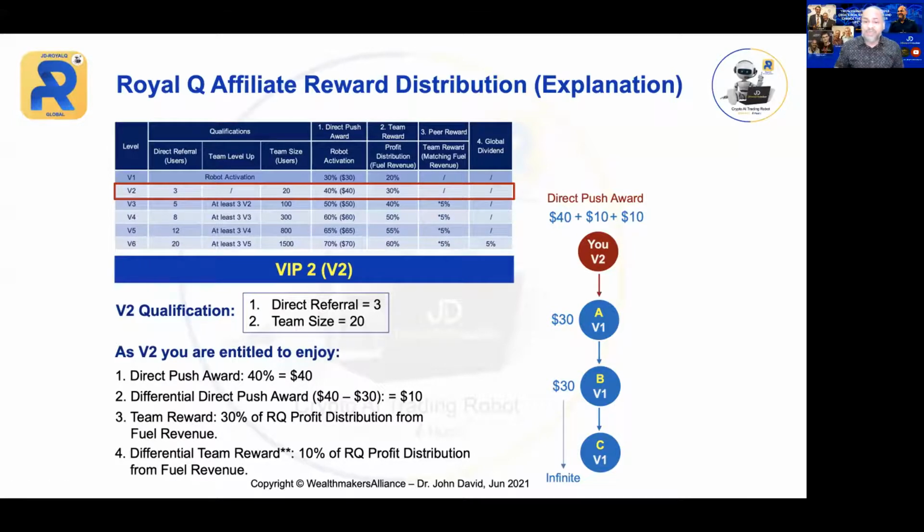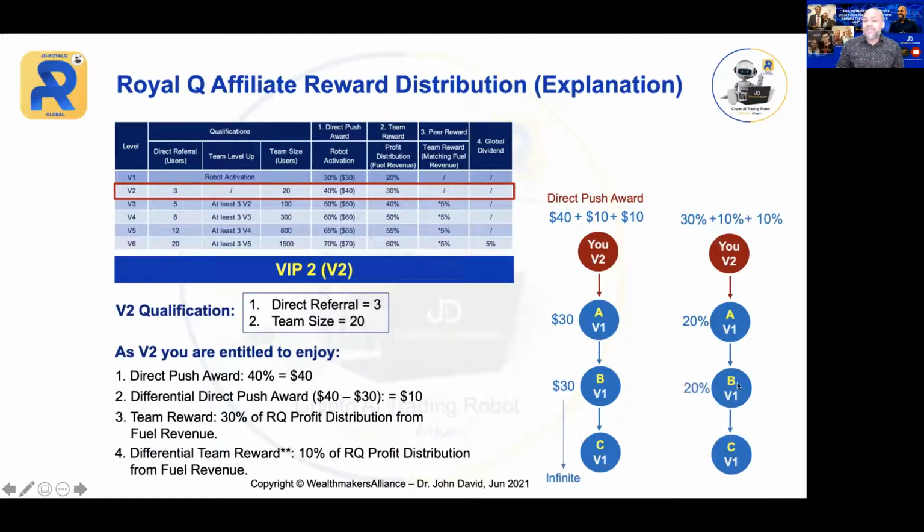Now, let me show you how that works. Remember, when you are V2 and you have V1, which is A, you get 30%. But A will introduce to B another V1, who will get 20%, but you get the difference, which is 10%. Can you see that? Now, B introduced to C, which is another 20% enjoyed by B, but you will get the difference, which is 10%.